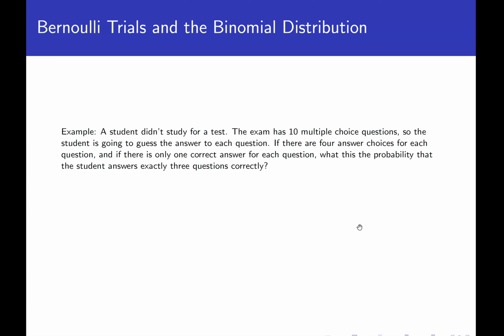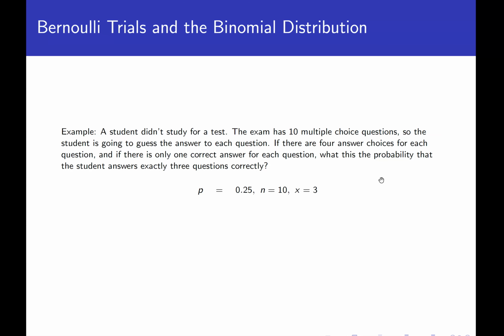A student didn't study for a test. Let's say the test has 10 multiple choice questions, so the student's just going to guess. I didn't study, I don't know how to do this, I'm just going to randomly guess answers. There are 4 answer choices for every question, and only 1 correct answer. What's the probability that the student answers exactly 3 questions correctly?